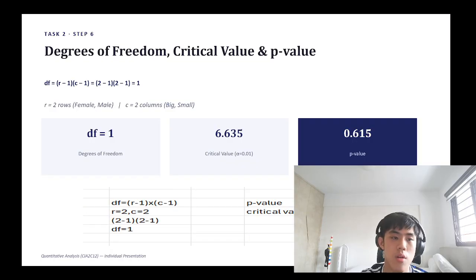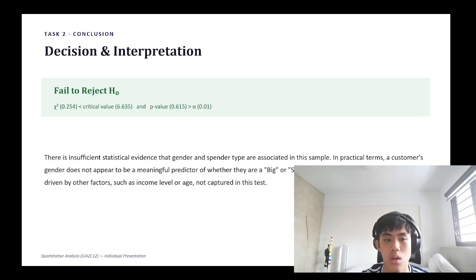Then for the degrees of freedom, the critical value and p-value, the degrees of freedom equals the number of rows minus one multiplied by the number of columns minus one, which is equivalent to one. Later on we found out that the p-value is 0.161 and the critical value is 6.63. And we also failed to reject as well.